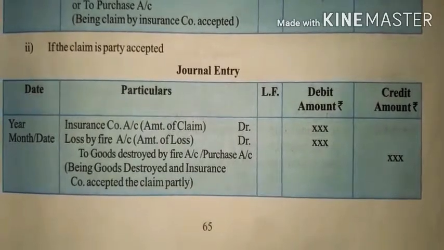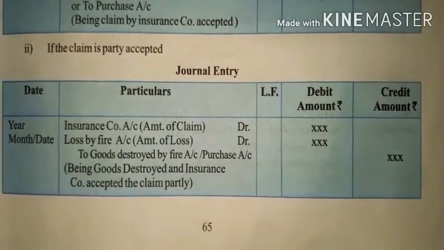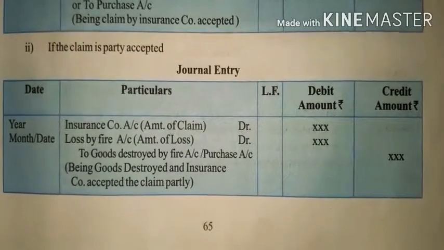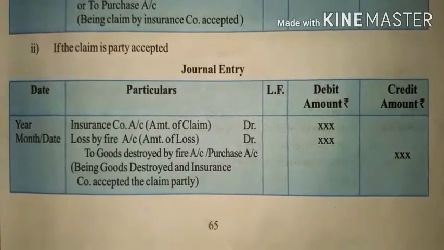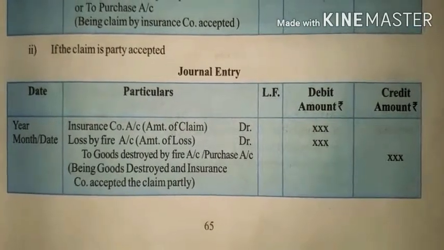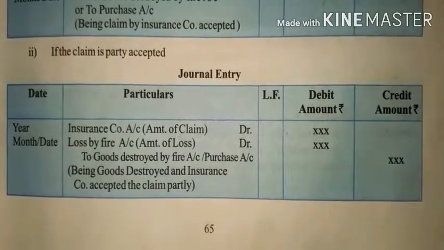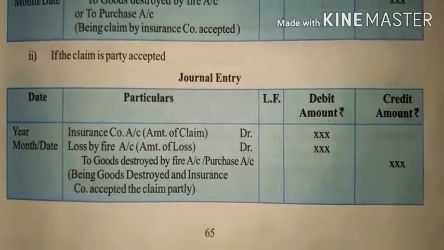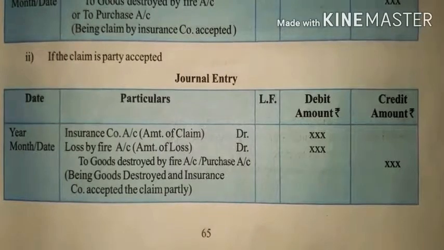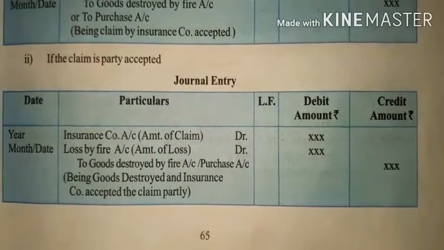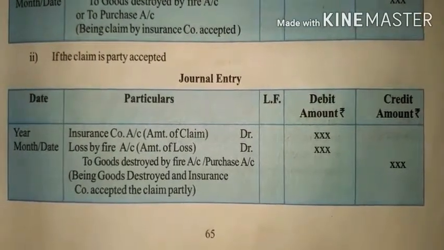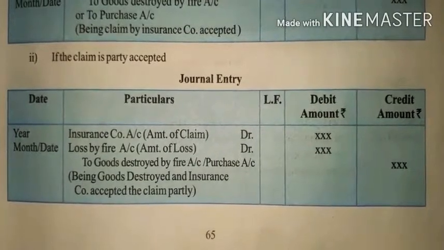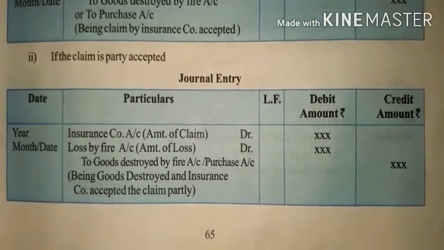Now this depends on the insurance policy you have taken. If you have taken an insurance policy of a very small amount and your loss of goods by fire is of huge amount, that matters the most. The insurance company will give you the claim according to the insurance you have taken. Okay, so let's see the journal entry.